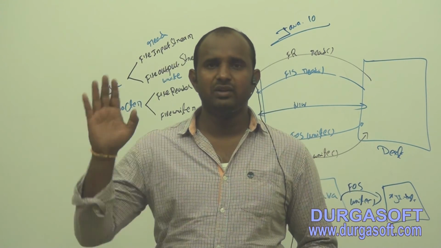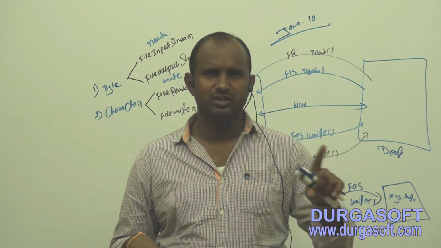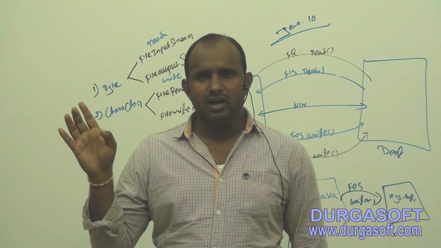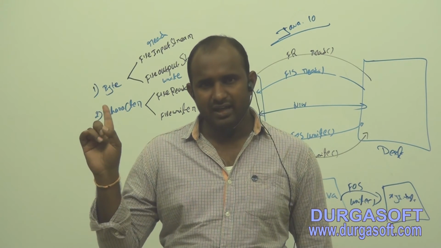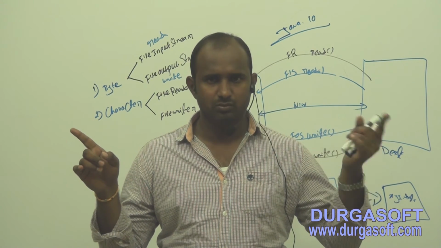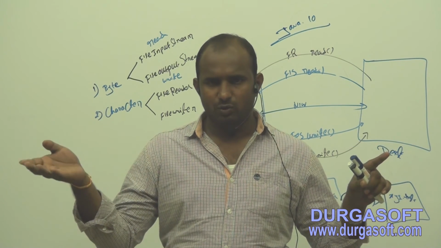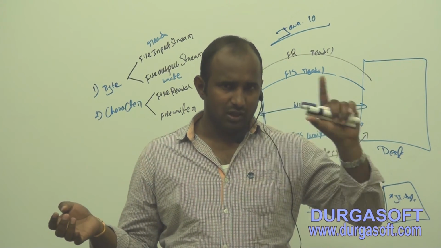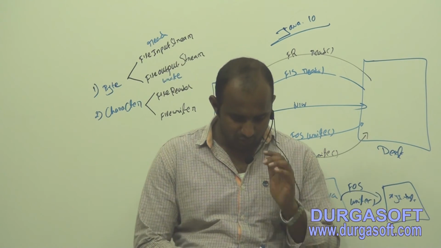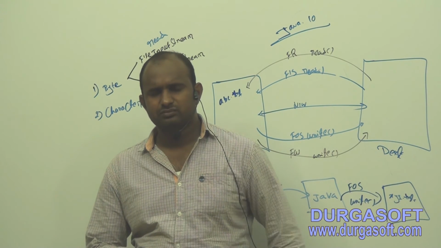Clear? We are having two kinds of streams. One is the normal stream, one is the buffer stream. The normal stream reads the data character by character. The buffer stream is able to read the data line by line. Normal streams are developed directly. Buffer streams are developed based on what? Normal streams.